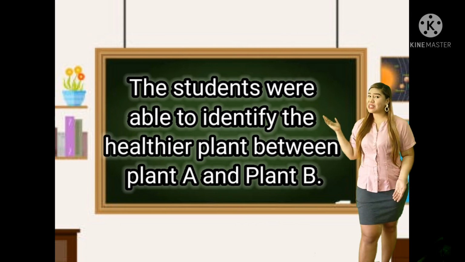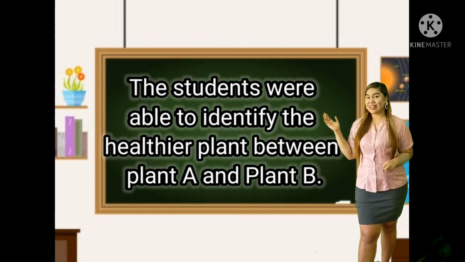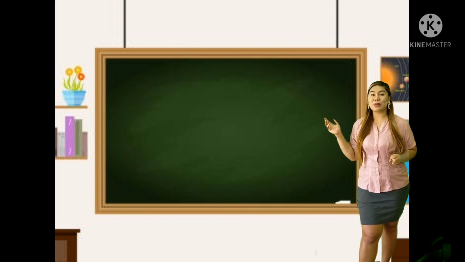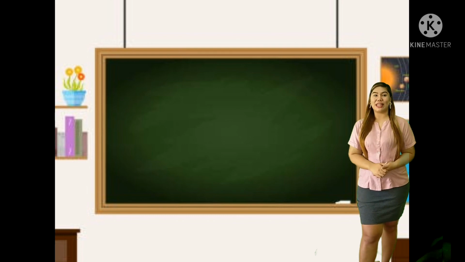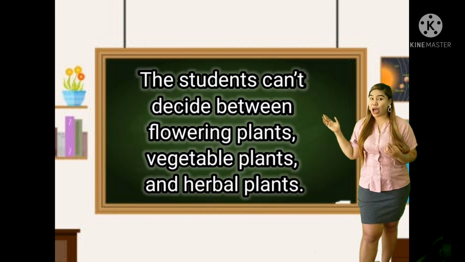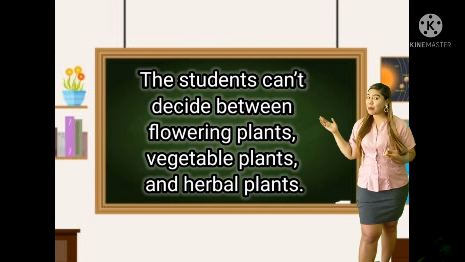In the sentence, what are these 2 items? Alright, the answer is plant A and plant B. Another example using the preposition between. The students can't decide between flowering plants, vegetable plants, and herbal plants.